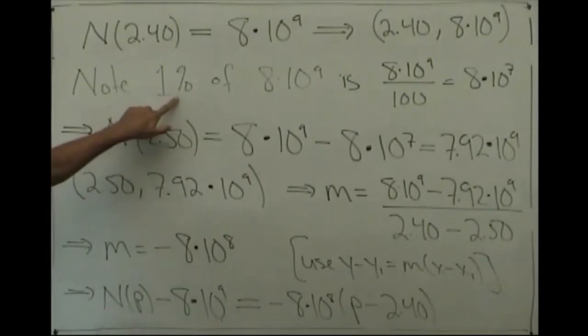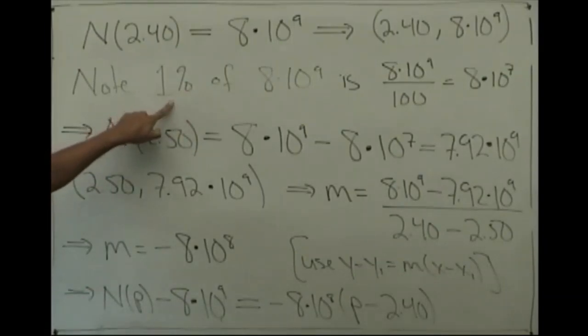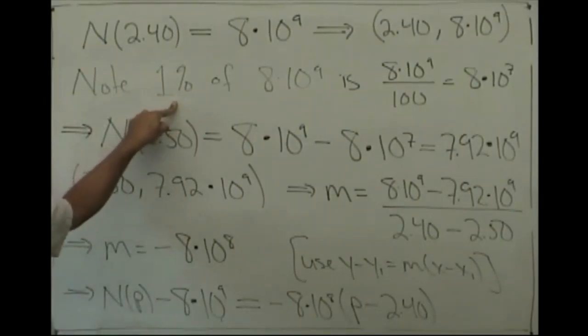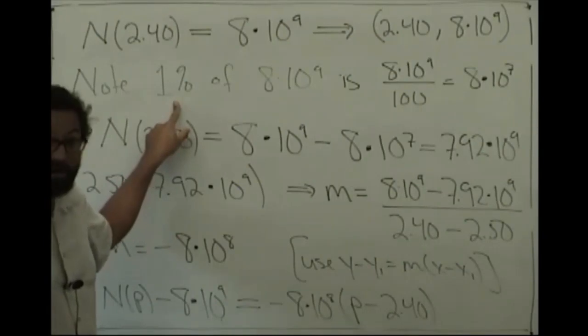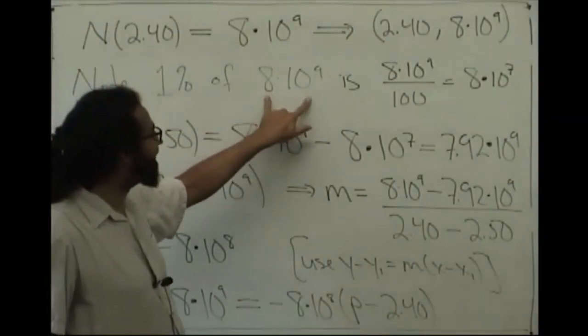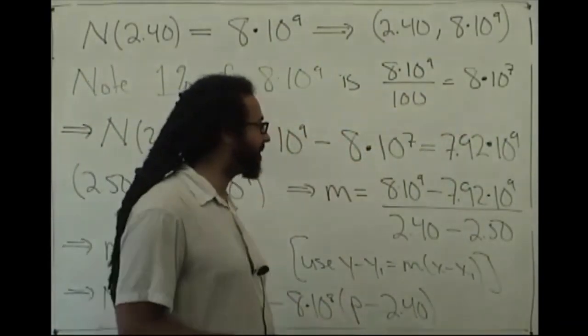When we reduce the crop by 1%, then we get to charge 10 cents more. So if I reduce the crop by X percent, then I get to charge 10X more cents, right? So let's just see what happens when X is equal to 1. So 1% of 8 times 10 to the 9th, or 8 billion, is 8 times 10 to the 7th.